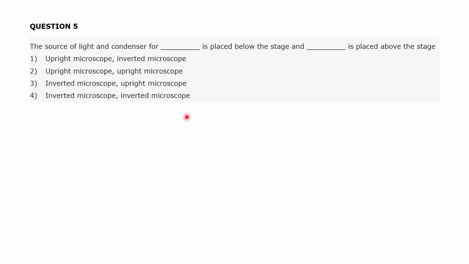Okay, I got an option 1. Any other answer? Yeah, so you're right. Option number 1 is the right answer. The source for the light and condenser for the upright microscope is placed below the stage.